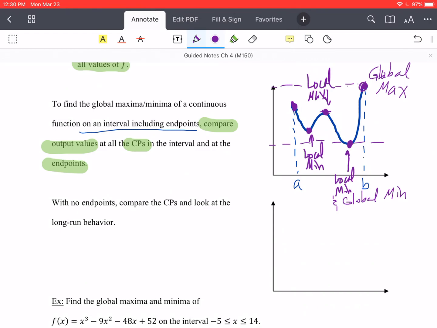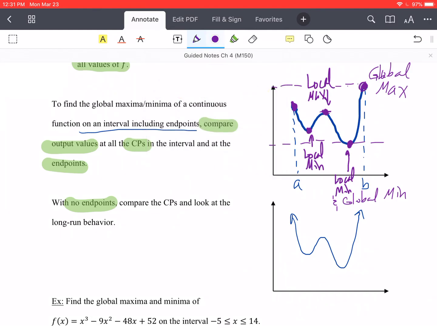Now, when we look at the case with no endpoints, we don't have endpoints to look at when we're comparing. So we still look at all the local critical points, but we're also going to look at the long-run behavior to determine if it is justified that there is an absolute max or min. So let's draw another graph here, similar to the last one, but this time the graph grows infinitely in both directions. It doesn't stop.